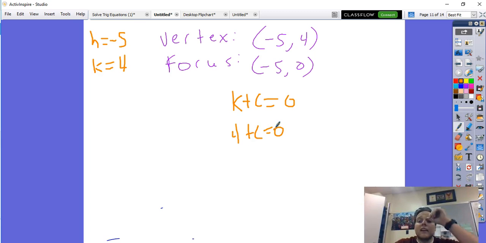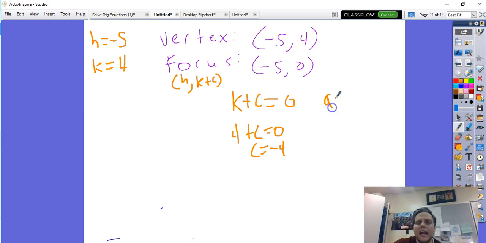Let's backtrack a second. I'm afraid I'm going too fast. If you know the focus, if you remember that the focus is always the point H comma K plus C, then you know that H is -5, which we already knew from our vertex, but that's okay. It matches up. And we know that K plus C is equal to 0. Well, we know from our vertex that K is 4, so we subtract 4 on both sides and we get that C is equal to -4.